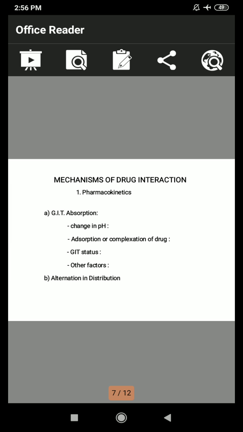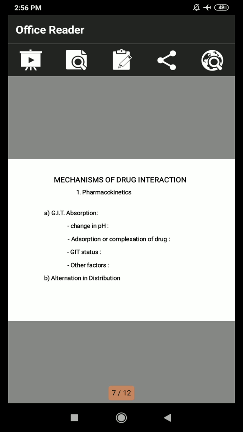Firstly, we have seen the pharmacokinetics. Firstly, the mechanism of drug interaction comprises pharmacokinetics and pharmacodynamics, which means what the body does to the drugs and what the drug does to the body, respectively. Okay. Then kinetics includes drug absorption, distribution, metabolism and elimination, whereas pharmacodynamics is the numerous actions of drugs on the body systems or their organs. The mechanisms are discussed below.